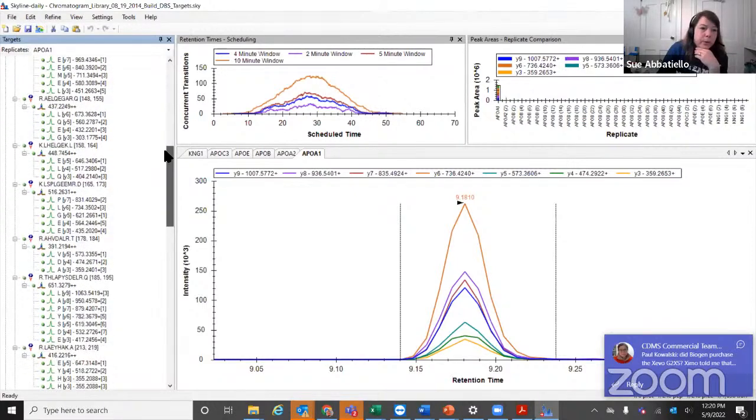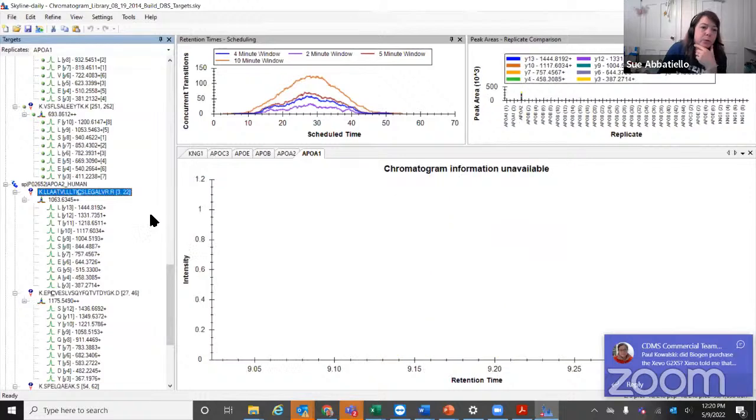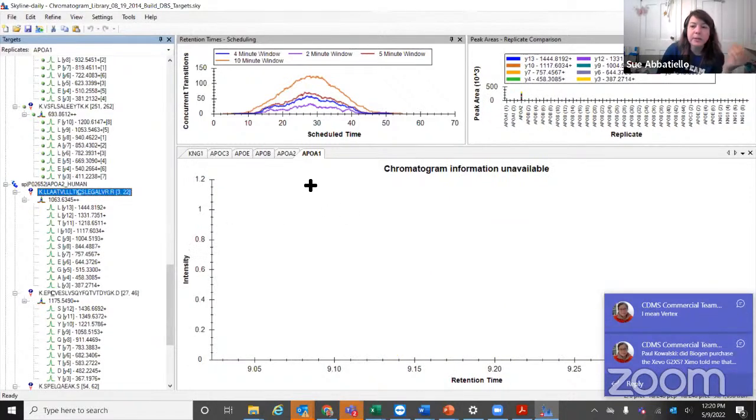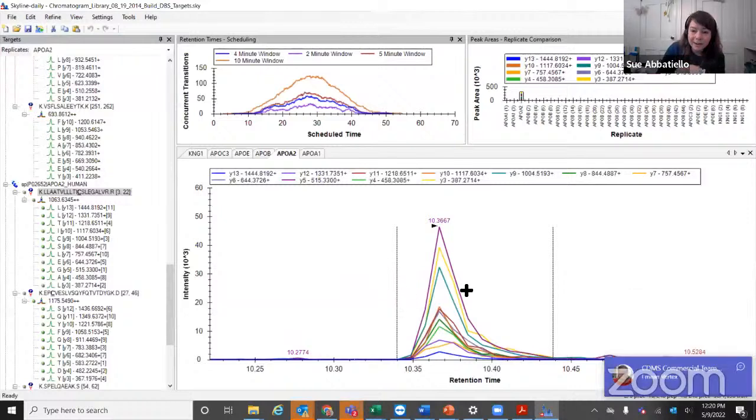If we get to a point where there's no peak area indicators, like let's go to ApoA2. There's no data here. That's because we're not actually collecting data in that one file. So now I'm going to move to the ApoA2 tab. So this is the ApoA2 data file. And now we're collecting peptides from ApoA2 in this run, but not ApoA1.